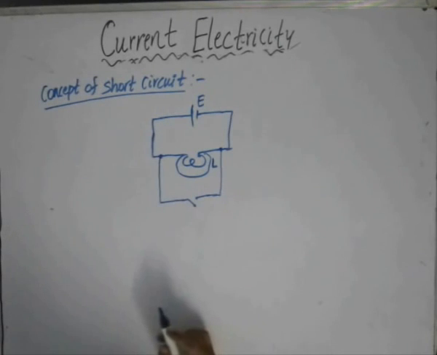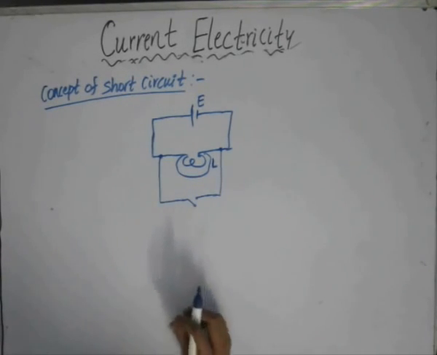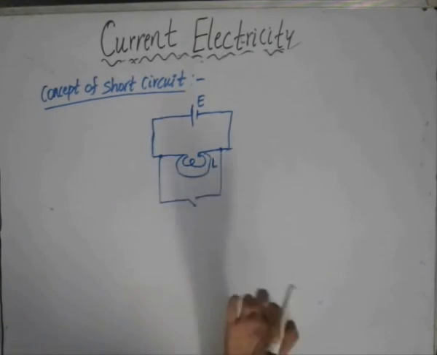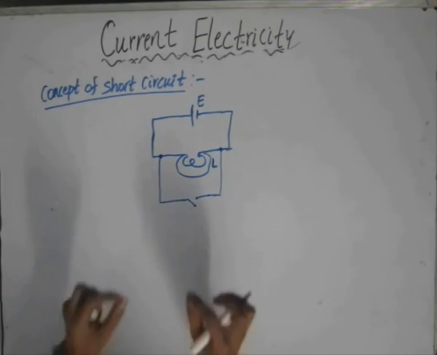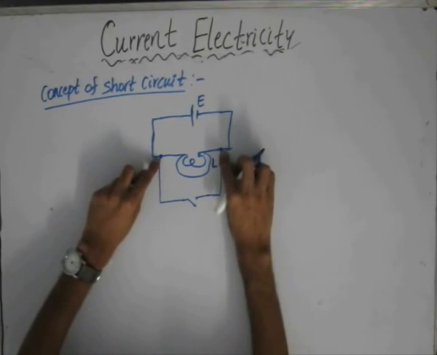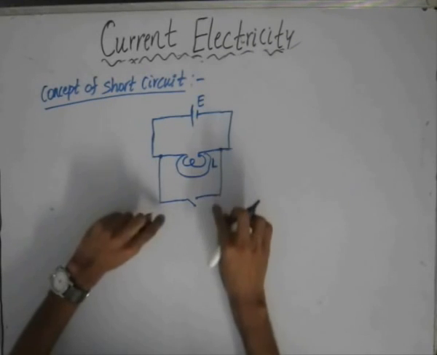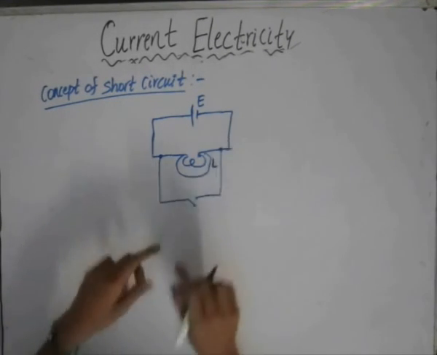A short circuit is defined as a path of low resistance in an electrical circuit which passes an abnormally high amount of current through it. We can obtain a short circuit in an electrical circuit by directly connecting two points on the circuit with a connecting wire.